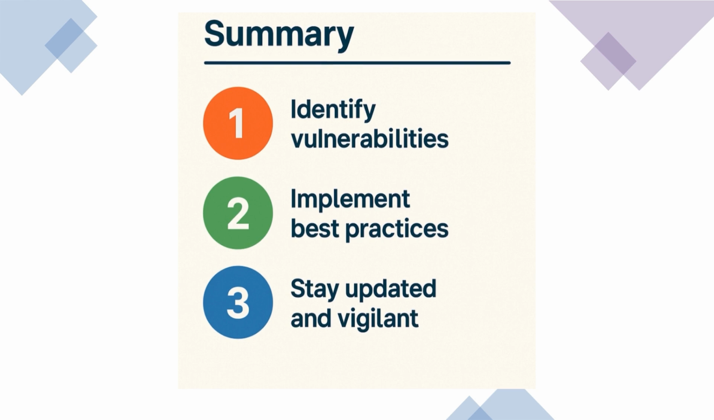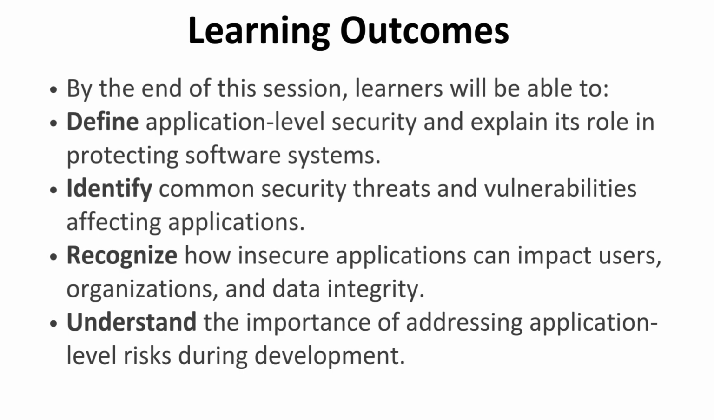Now, the learning outcomes of today's session are: by the end of this session, learners will be able to define application level security and explain its role in protecting software systems, identify some security threats and vulnerabilities affecting applications, recognize how insecure applications can impact users, organizations, and data integrity, and understand the importance of addressing application level risks during development.